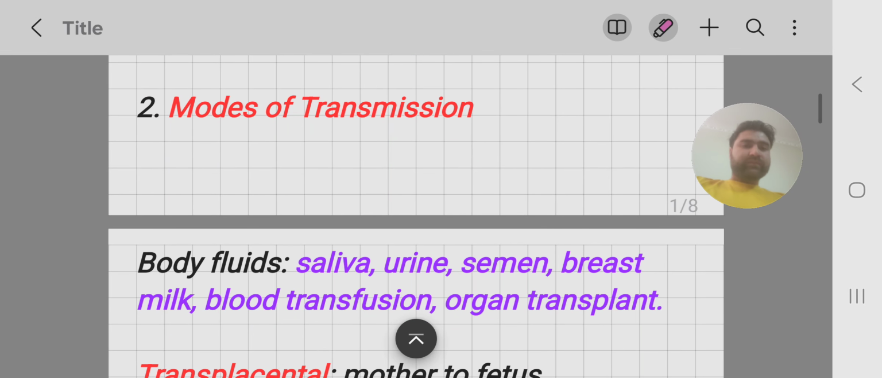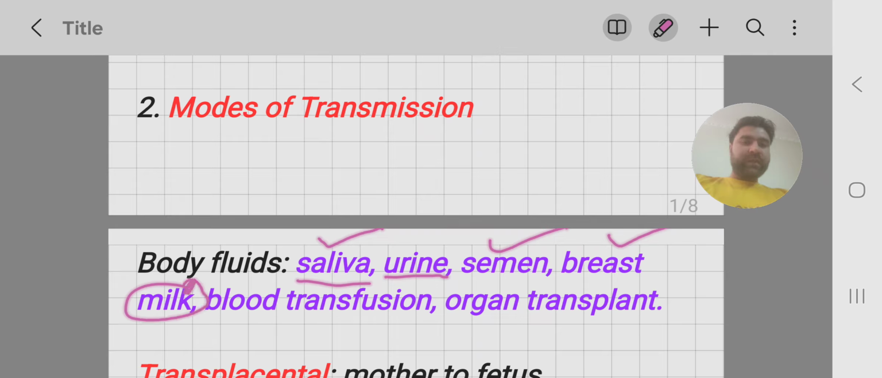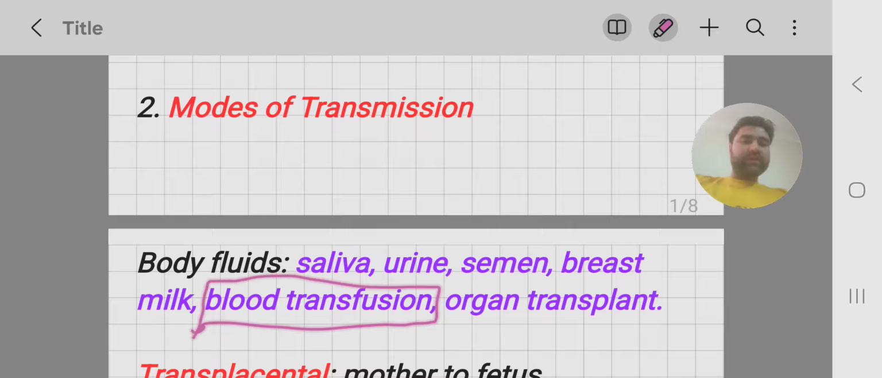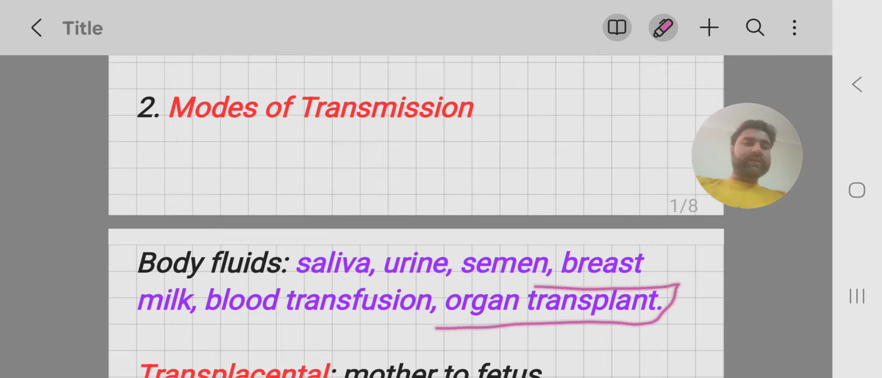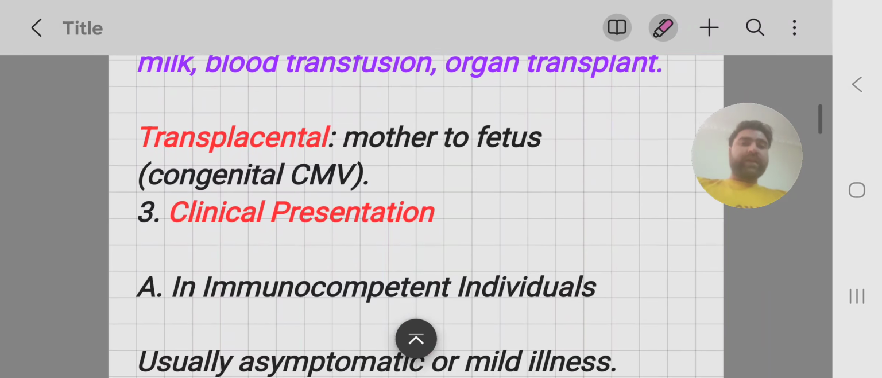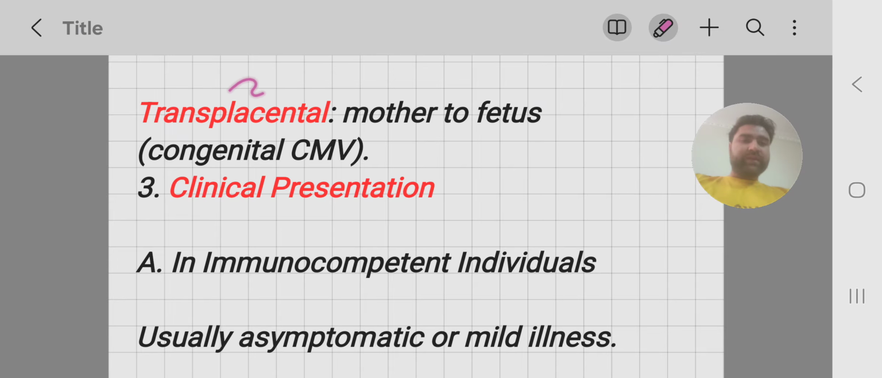Modes of transmission. It can be transmitted through saliva, urine, semen, and breast milk. So, milk can also cause transmission of this infection. Blood transfusion: screening should be done, especially when donating blood to the immunocompromised. In organ transplants, you should also screen for CMV because patients are immunosuppressed, and there is a risk of this infection, especially leading to organ transplant rejection. It can also be transmitted from the mother to the fetus by the transplacental route.